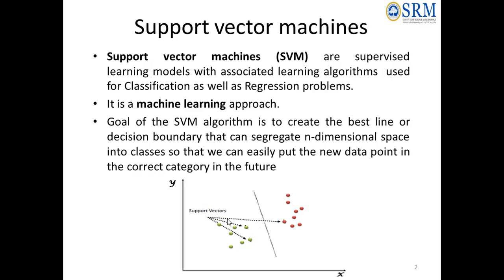Let us consider class 1 with the green colors and class 2 with the red colors. So when new data comes, as we have segregated, we can place green here, red here, based upon the size or some other features which are available.